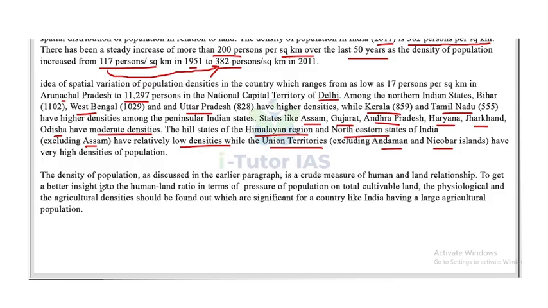To get a better insight into the human-land ratio in terms of pressure of population on total cultivable land, the physiological and agricultural densities should be found out, which are significant for a country like India having a large agricultural population.